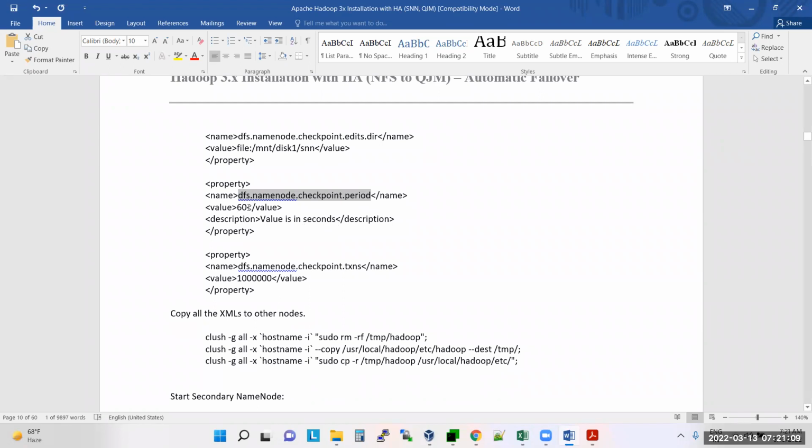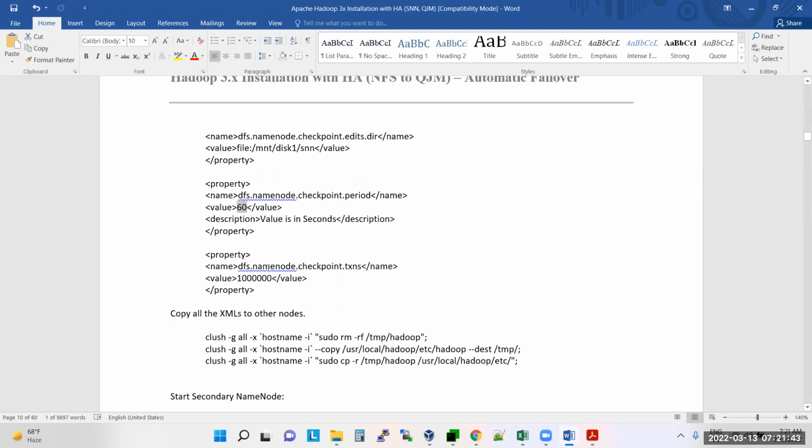To show you the checkpoint immediately, I will change this value to seconds. If I say 60, what does it mean? 60 seconds. So if I put 60 seconds here, it will perform a checkpoint every 60 seconds. If I put 600, it will perform a checkpoint every 1 hour. Whatever value you put, it will follow that. So now I changed it to 60 seconds.